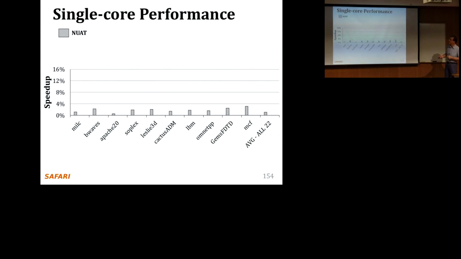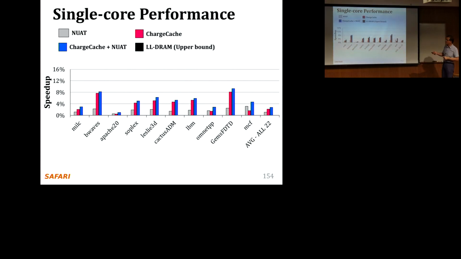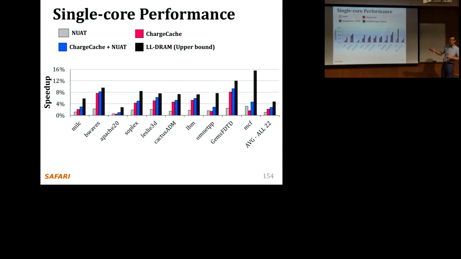So this is the performance improvement that you get. NUAT is actually some previous work that proposed to reduce the access latency if a row is accessed right after it's refreshed. So you get some performance benefit with NUAT. ChargeCache is actually better because it's exploiting this row-level temporal locality. There's no correlation between a refresh and an access, as I said. That's why you get very little improvement with NUAT. And you can actually combine the ideas. And LLDRAM is the upper bound. Basically, you get close to the upper bound in most applications.